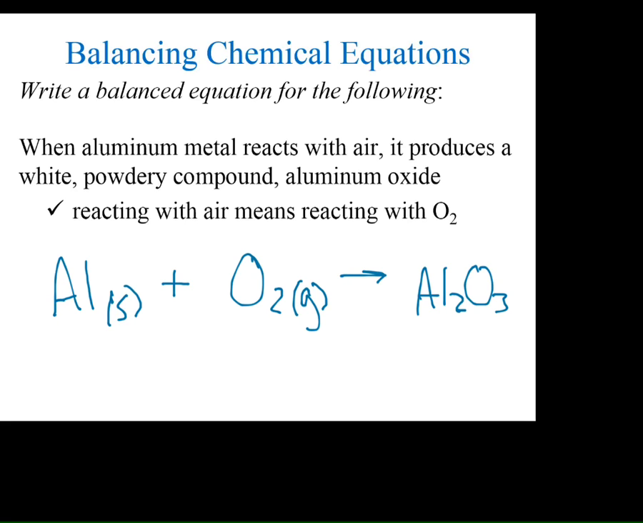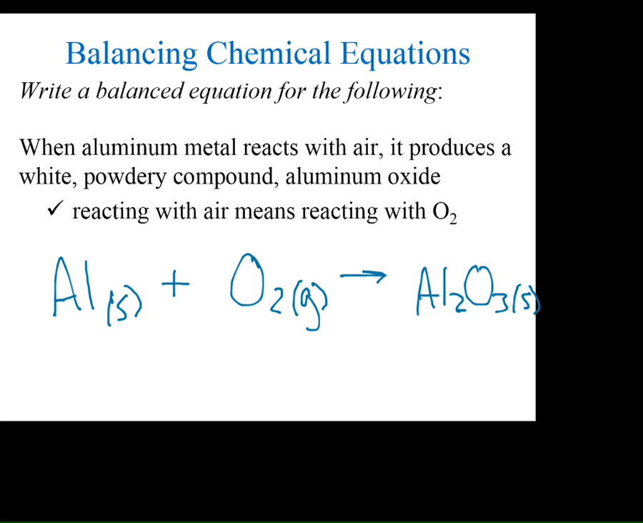Right. What phase would I put on that? What do you think? Yes, if it's white and powdery, it's probably a solid. Not many powdery liquids or gases around. So, okay, but that is not balanced, right? That is not a balanced equation. Because we've got one aluminum going in, two aluminums coming out. Two oxygens going in, three oxygens coming out. So we're going to go back and forth and just keep trying things until we get a nice happy ratio that makes everything work out.